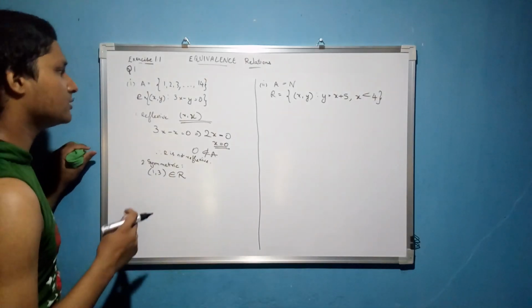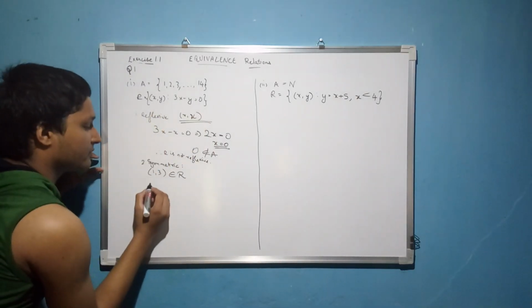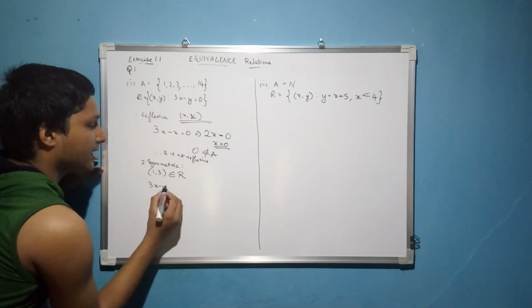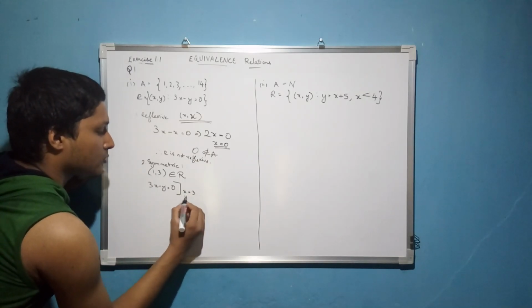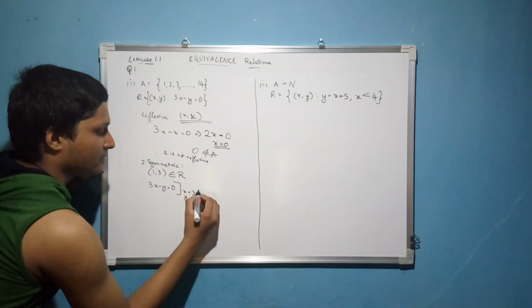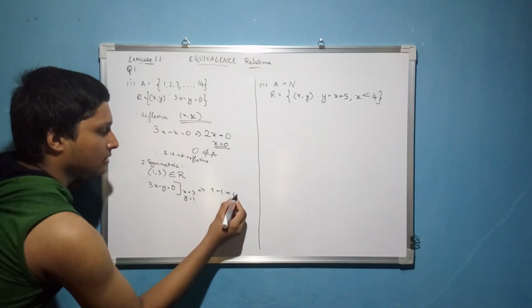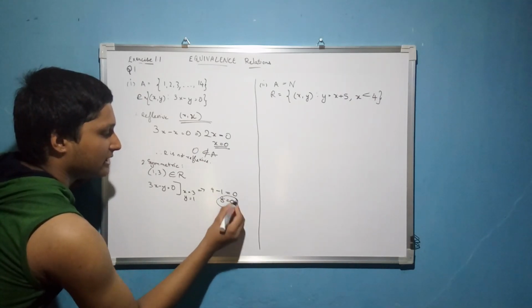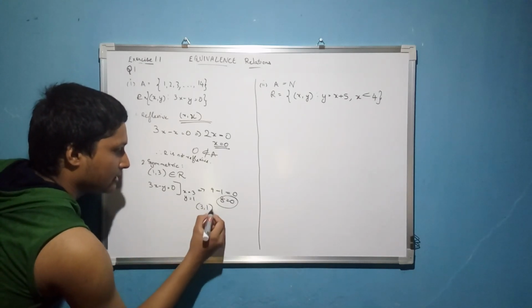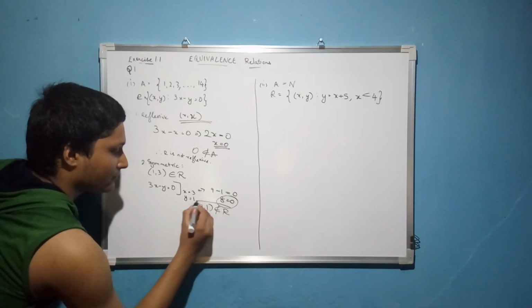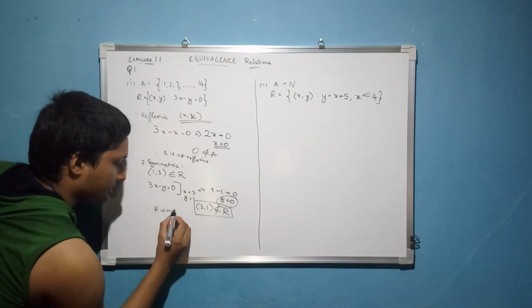If it is symmetric, then (3, 1) should also belong to R. I'll check by substituting 3 in place of x and 1 in place of y in 3x minus y is equal to 0. So what do you get? 3 into 3 is 9, 9 minus 1 is 8, that is 8 is equal to 0. What an absurd result. That means (3, 1) does not belong to R. Therefore, R is not symmetric.